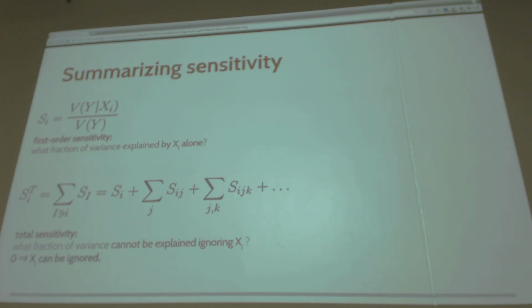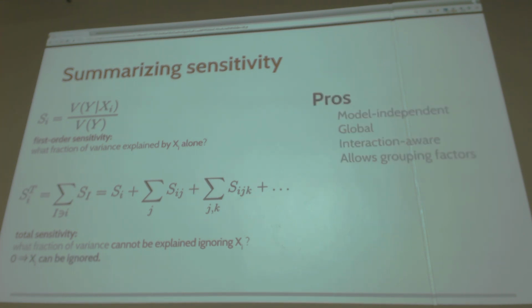So if the total sensitivity is 0, this means that we can ignore this parameter completely and throw it out of the model. If the first order sensitivity is 0, that doesn't mean very much. That only means that if we only know this parameter, it doesn't help us. But if total sensitivity is 0, it means that knowing this parameter doesn't help us because it's completely irrelevant.